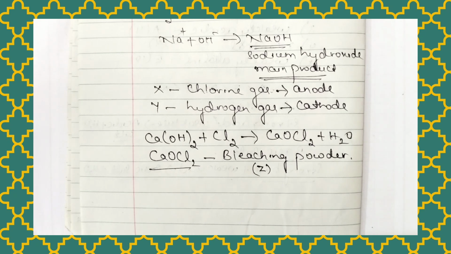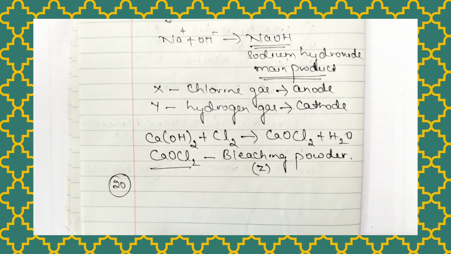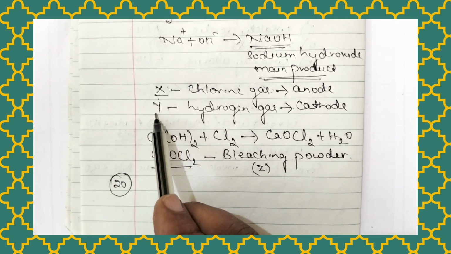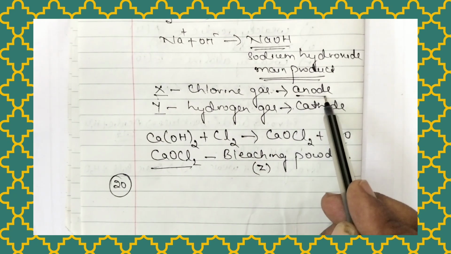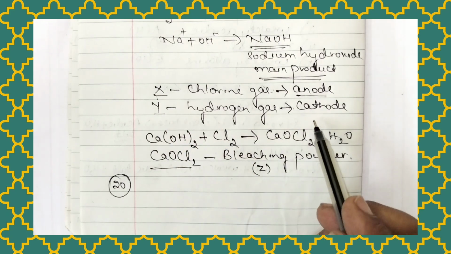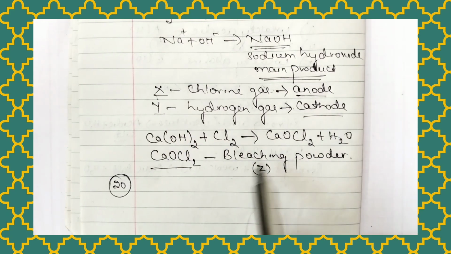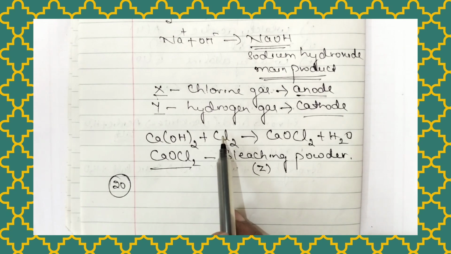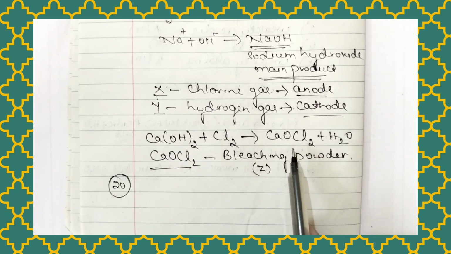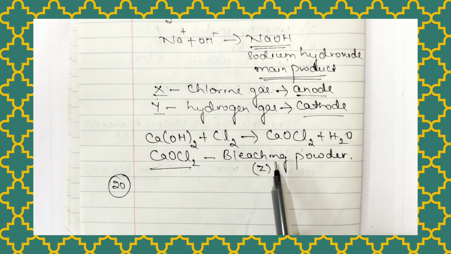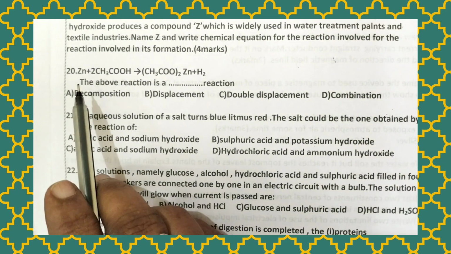Write the chemical equation for this reaction. So the chemical equation is written here. Like this we have to answer the 19th question. Now let us move to question number 20. Here X is chlorine, Y is hydrogen. Chlorine is collected at the anode and hydrogen at the cathode. When chlorine is passed over dry calcium hydroxide, we get bleaching powder, and this compound Z, bleaching powder, is used in water treatment and textile industries. So let us move to the 20th question.